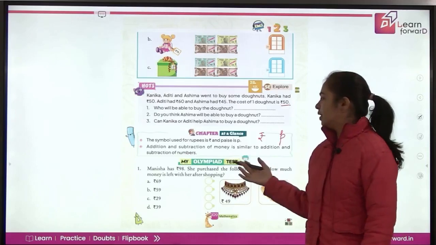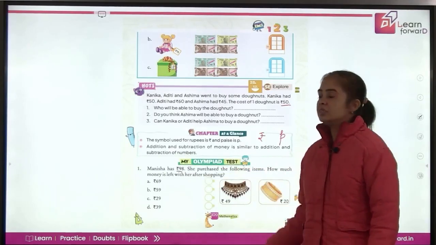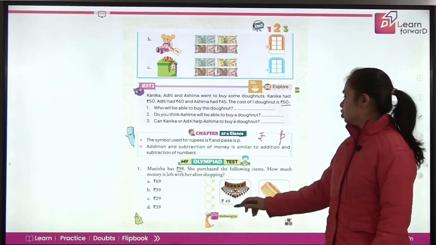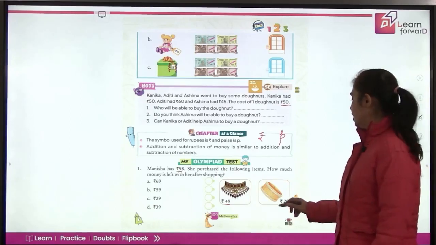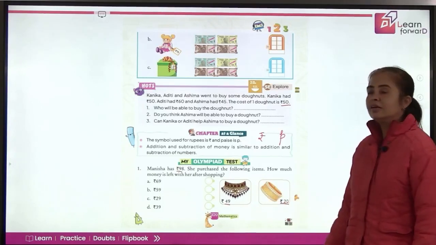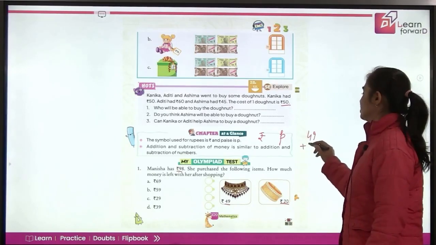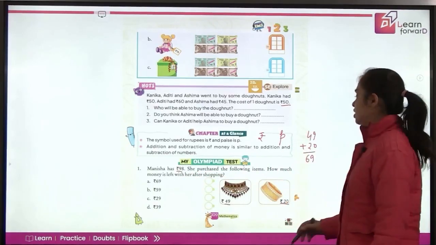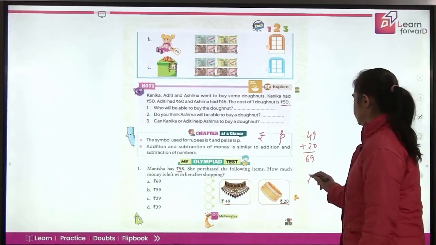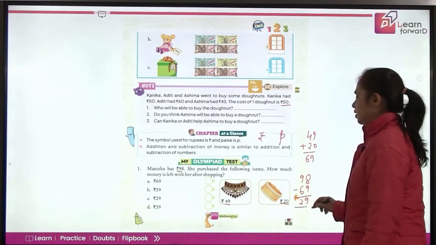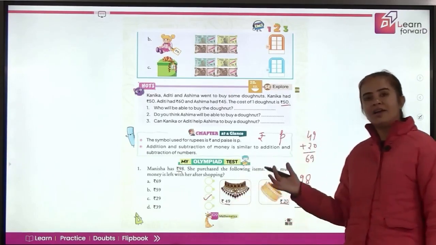Now, my Olympiad test prep. Manisha has rupees 98. She purchased the following items. How much money is left with her after shopping? So, she bought a necklace for 49 and a bangle bracelet for 20. So, how much money is spent? 49 plus 20 is 69. Perfect. And how much money was there with her? 98. So, how much is left? 98 minus 69. So, this is borrowing and you are left with rupees 29 and this is your correct answer.